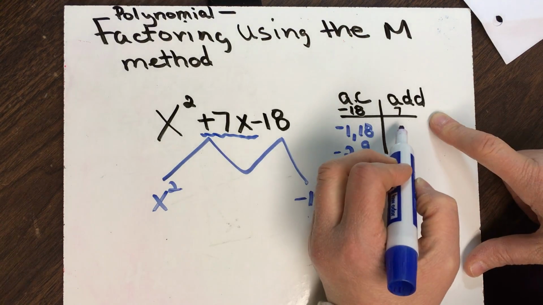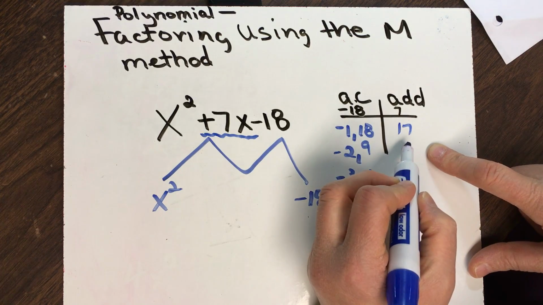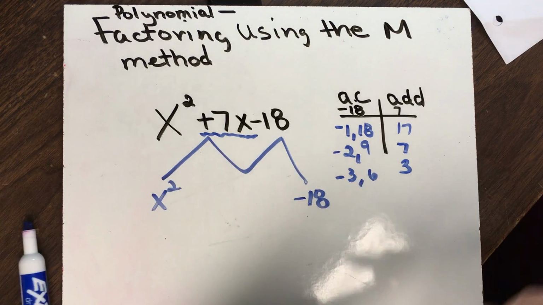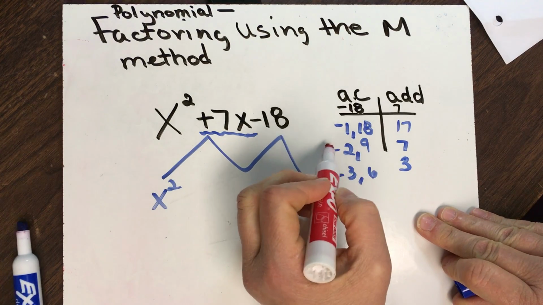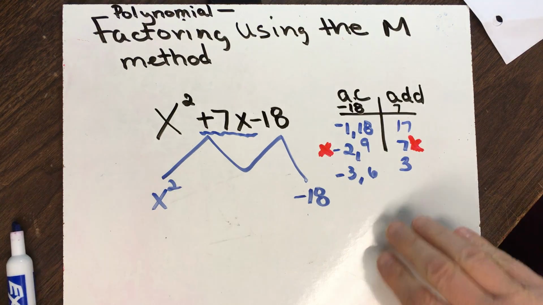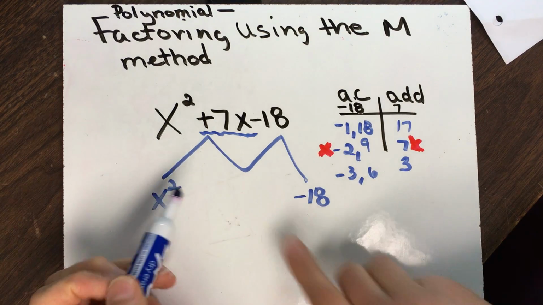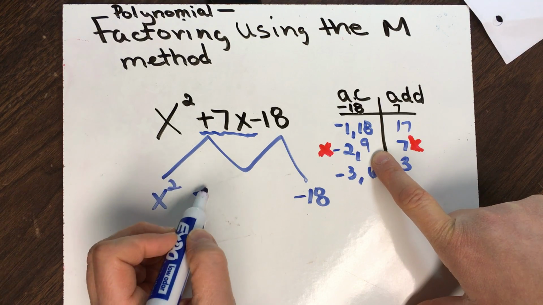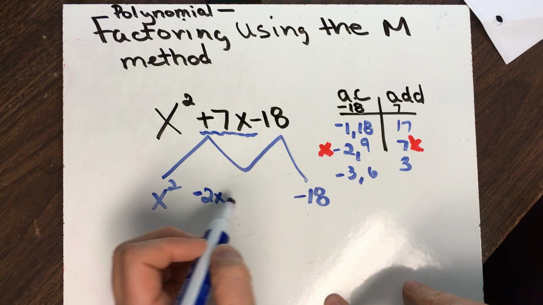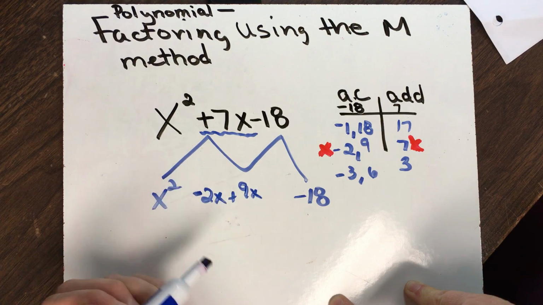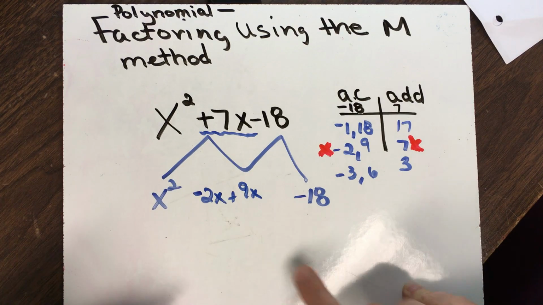So let's add these together. So I have 17, then I have 7, and then I have 3. So I found which one I'm going to use. It is right here. Now we're going to put those pieces together right here. So I need negative 2x and a 9x to get me to that 7x.